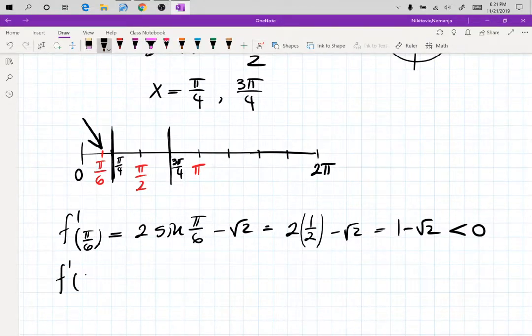F prime of that was not a sneeze. It sounded like someone took the Band-Aid off.